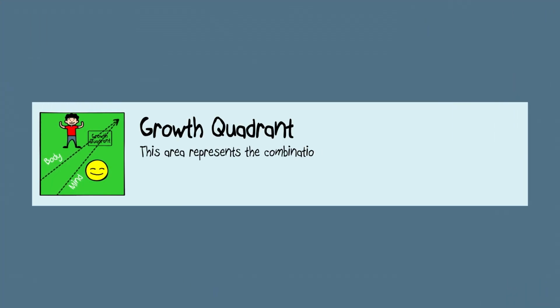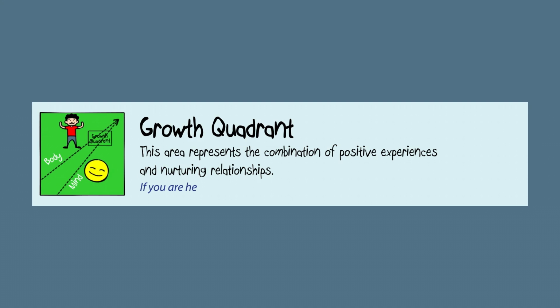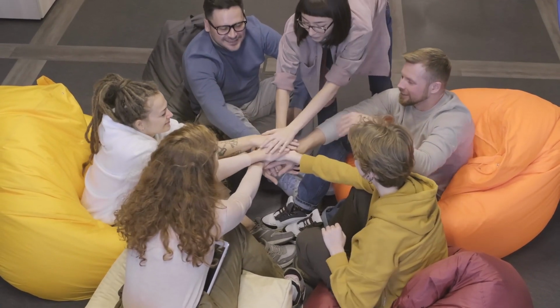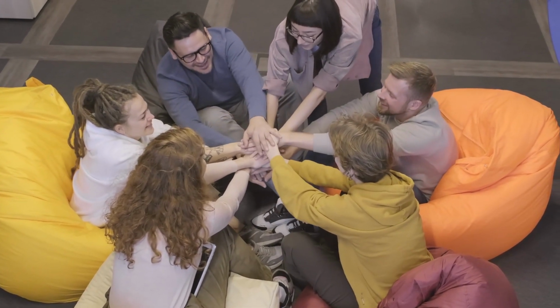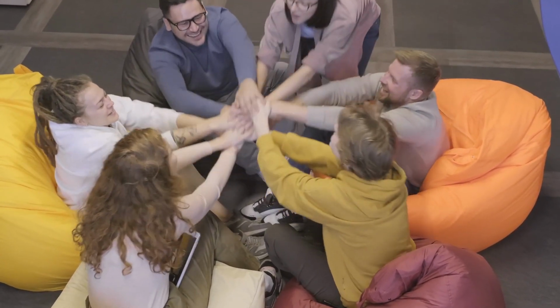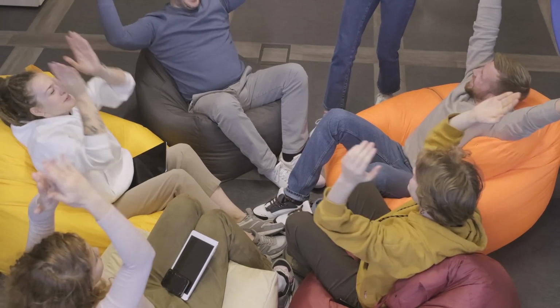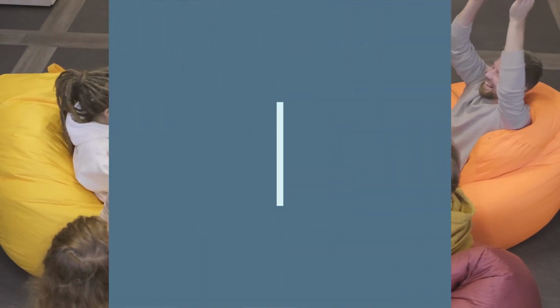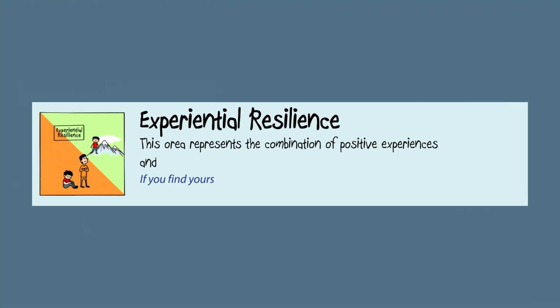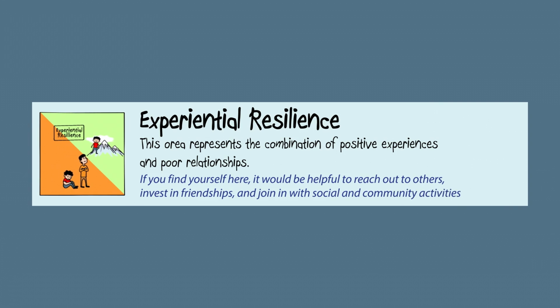The growth quadrant, at the opposite corner, is the place where we find the best outcomes, where positive experiences happen in the context of nurturing, loving relationships. This is where we grow, learn, and thrive. This space is the home of positive psychology, including ideas like growth mindset, character strengths, flow state, broaden and build, and positivity resonance.